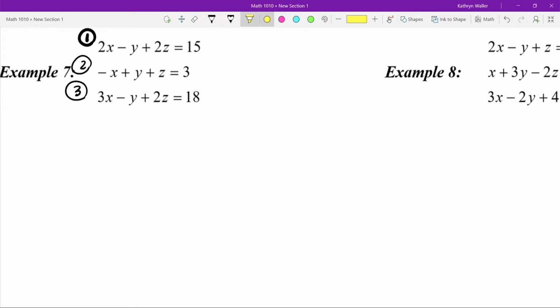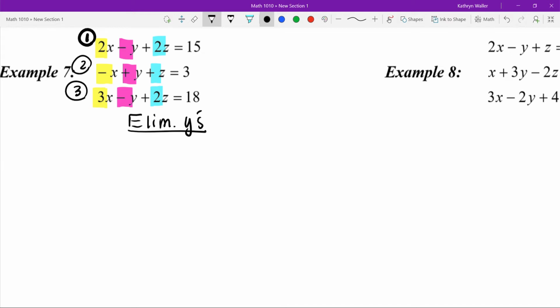Okay? Look at the x's. 2, -1, and 3. Think of how easy it would be to eliminate the x's. Then look at the y's. 1, 1, 1. Signs are different, but you get the idea. Look at the z's. 2, 1, and 2. Which variable do you think would be the easiest to eliminate? Tell me. Y's. So what I want you to do, every person in the room, is write eliminate y's. I want you to tell me what you're doing, because if you mess up, I have to try to follow you.